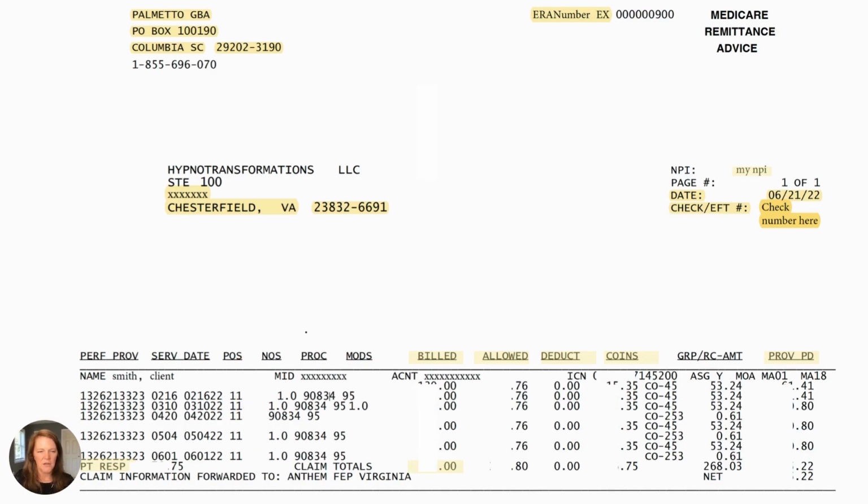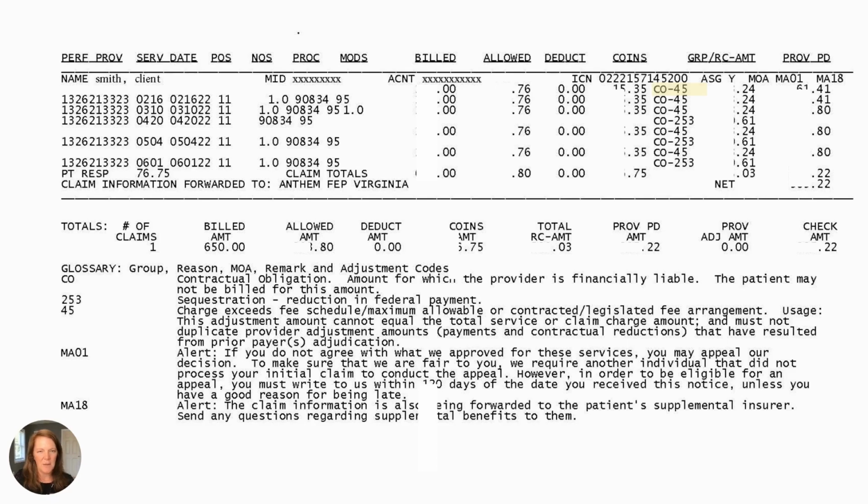Now let me go to this other page, which is essentially still the top part up here that we were talking about, but I want to let you know about codes. So on every ERA, usually at the bottom there is a glossary of codes to help you understand some of what's happening up here.